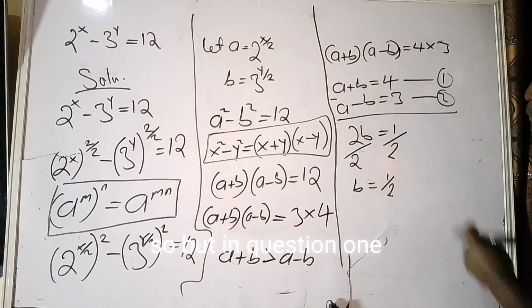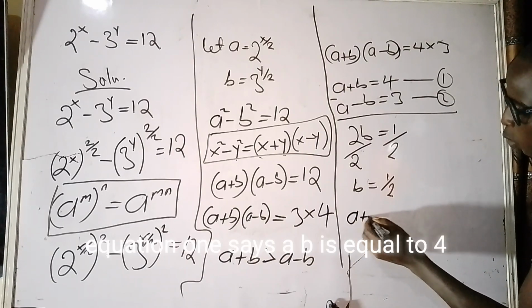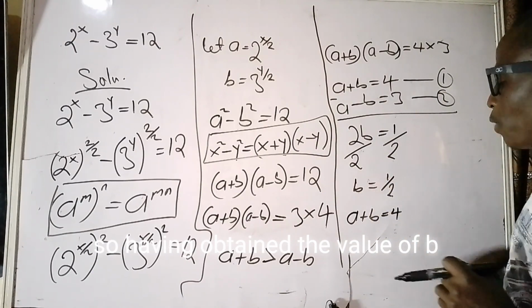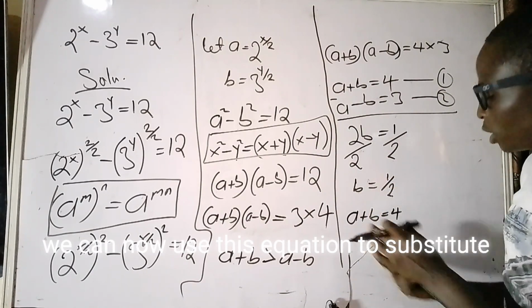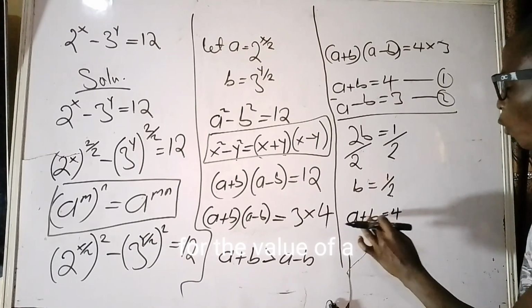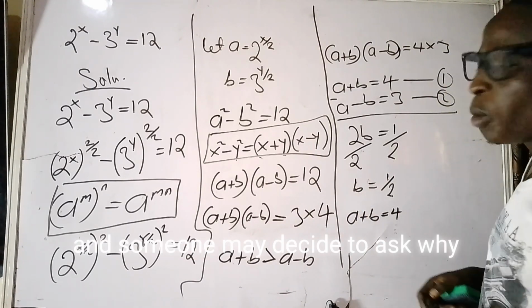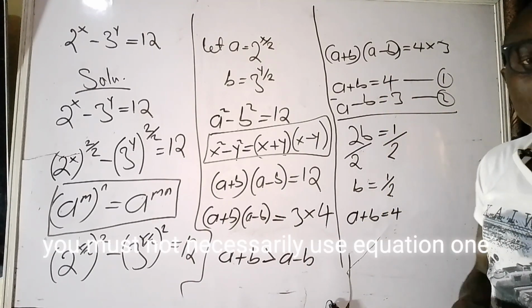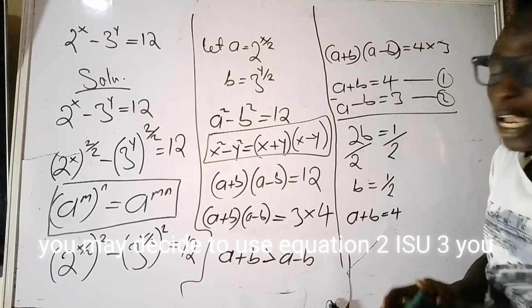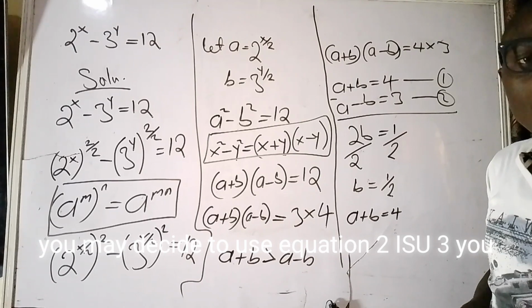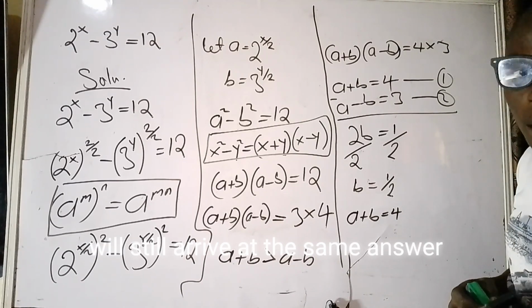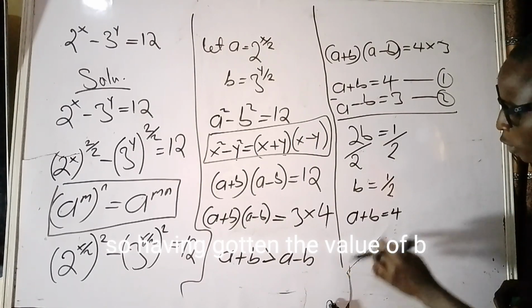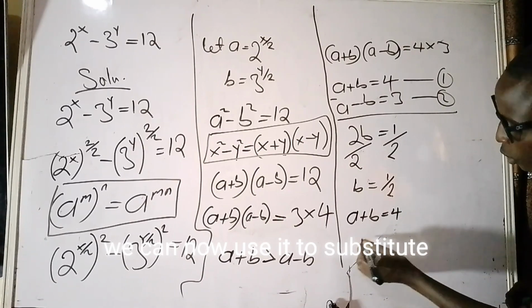But equation 1 says a plus b is equal to 4. So, having obtained the value of b, we can now use this equation to substitute for the value of a. And someone may ask, why equation 1? You must not necessarily use equation 1. You may decide to use equation 2, and you will still arrive at the same answer provided you follow the steps correctly. So having gotten the value of b, we can now use it to substitute.